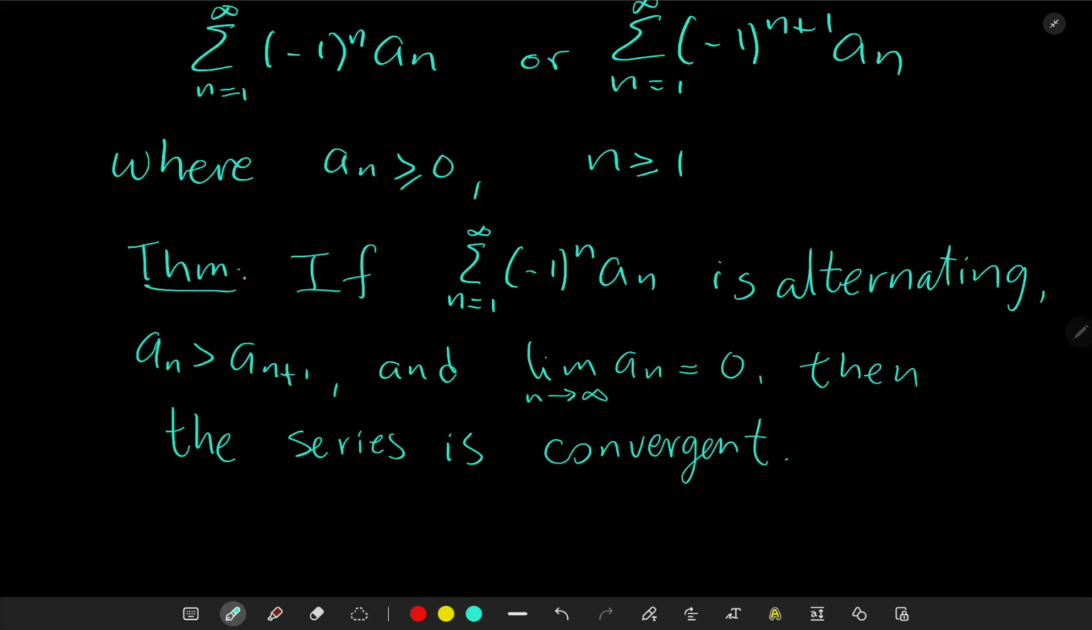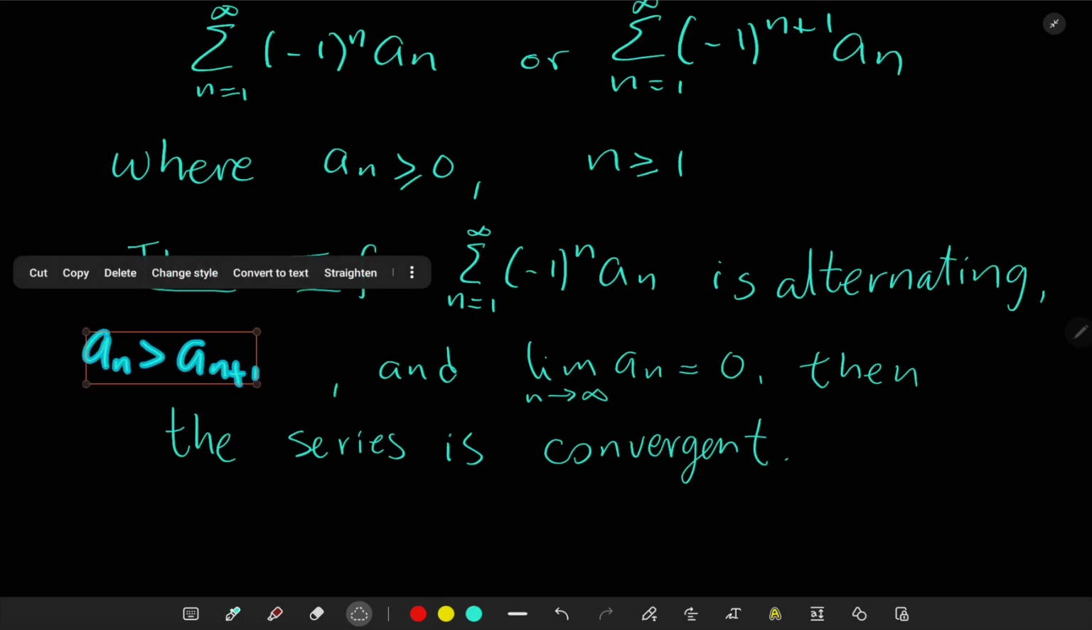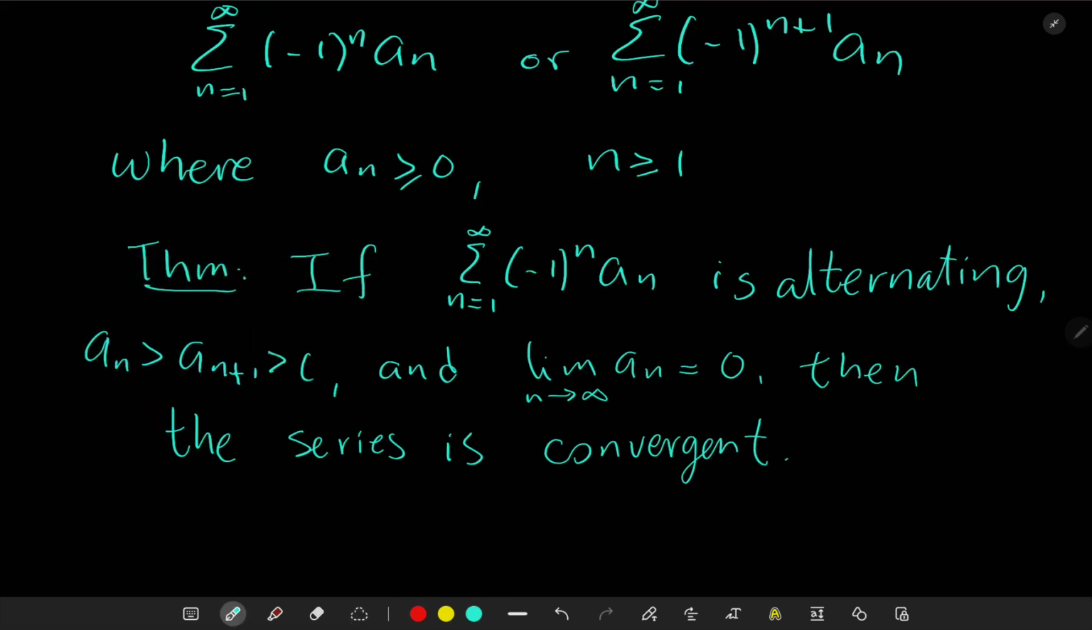Now, notice that the way I stated it right here, I'm assuming, really I didn't say it, but I'm assuming that these guys are positive. Now, this is true also for the series with the n plus 1. What is the difference? Well, this one is starting with a negative term, this one starting with a positive term, but they are both alternating.